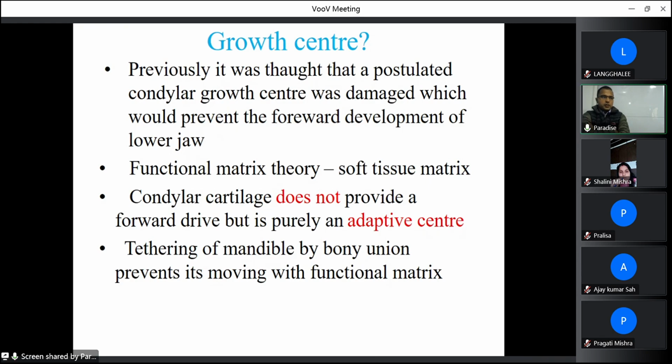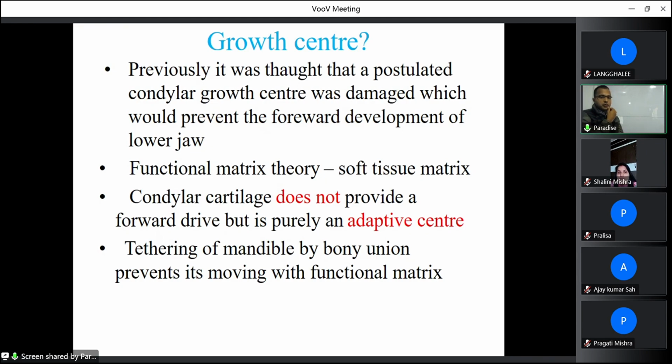In case of TMJ ankylosis, what happens? Due to formation of bone in the TM joint, the temporal bone and the condylar head get fused. There is TMJ ankylosis. So as the mandible is fused with the temporal bone, the soft tissue matrix cannot pull the mandible forward. So the new bone is not formed in the condyle. Previously, it was thought that the condyle is the primary growth center. So growth will take place in the condyle and it will pull the mandible forward. So that concept is wrong.